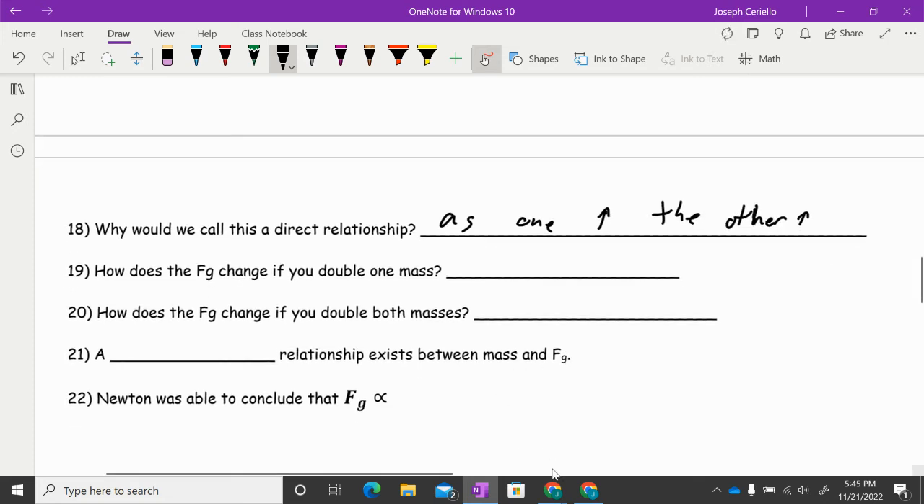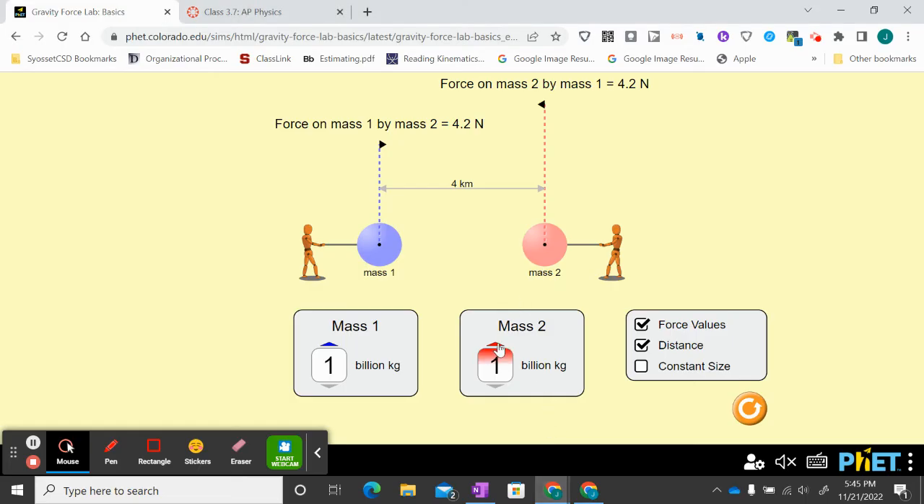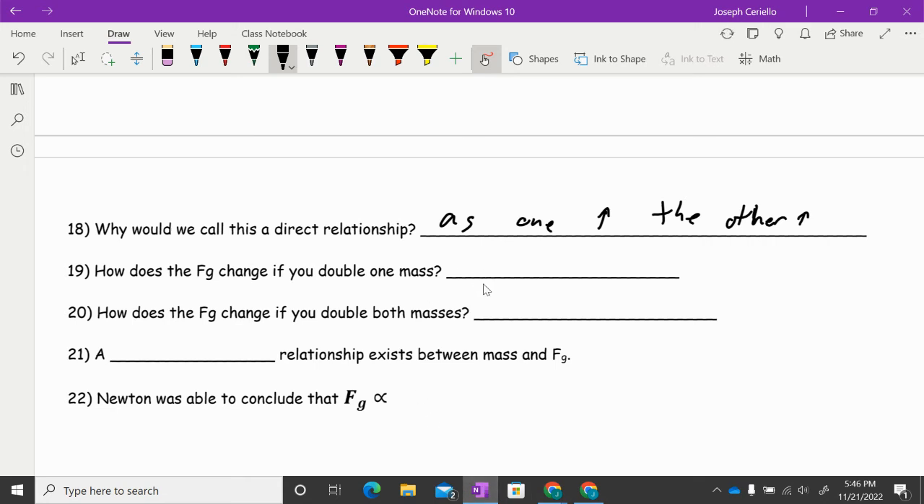So how does Fg change if you double one of the masses? Let's double this one here. So we have 4.2, 8.3. So it doubles. Now, the reason it's not perfectly doubling is because there's probably some more significant digits that we can't see, like maybe it's 4.15 or 4.16. So if the mass doubles, Fg will double. So if we double the mass, we double Fg.